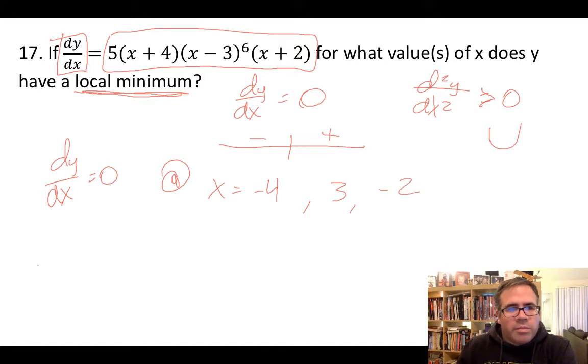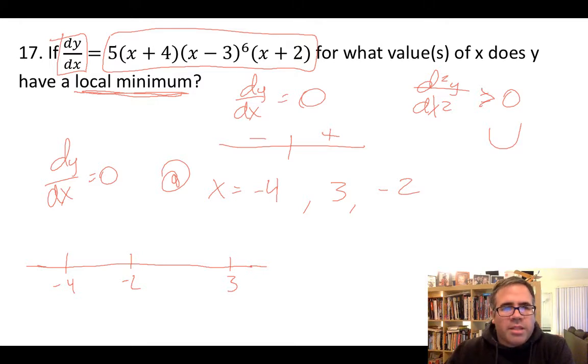So if we think about that on a number line, we have negative 4, negative 2, and 3. And we can isolate this and just think about the sign of the function in the regions where it's not 0. Some people start over on this side, some people start on this side. It's helpful to start on one side and just move continuously. So let's look at this. If we are less than negative 4, then all of these factors are going to be negative.